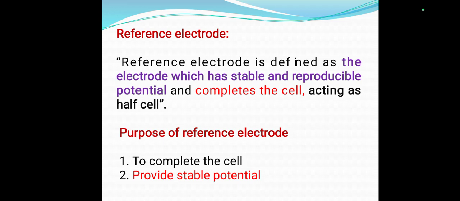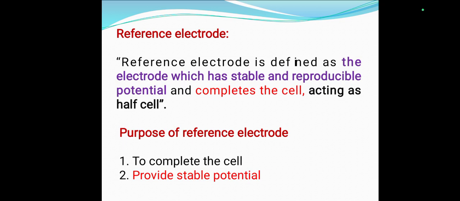Reproducible means what? If you immerse or dip the reference electrode in any concentrated solution, that electrode will reproduce its own potential. It will show its own potential. That is what reproducible potential. And second thing, the reference electrode completes the cell because it is acting as a half cell. So this is what is expected from you as far as the definition of reference electrode is concerned, right?